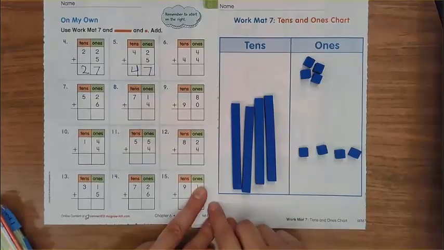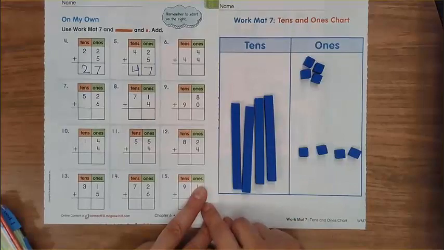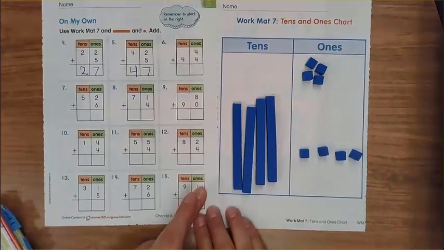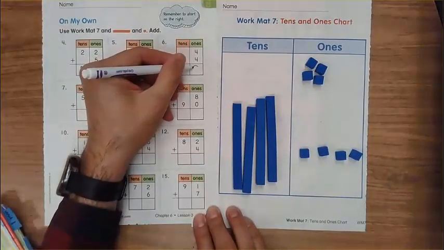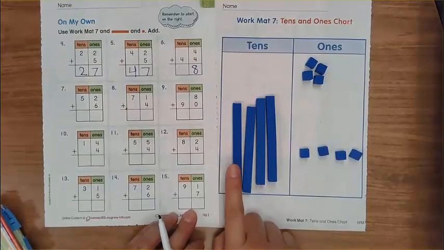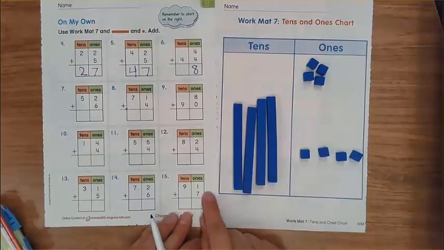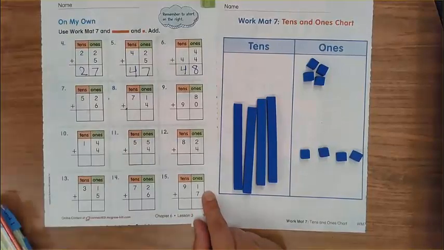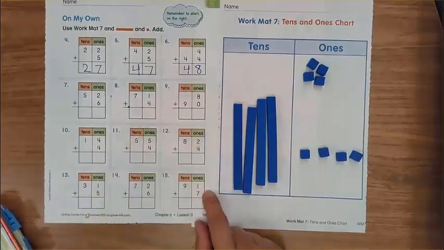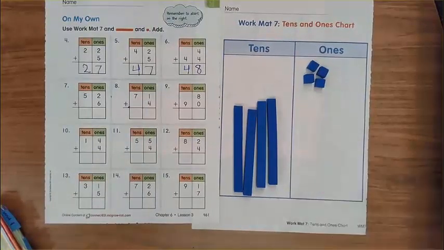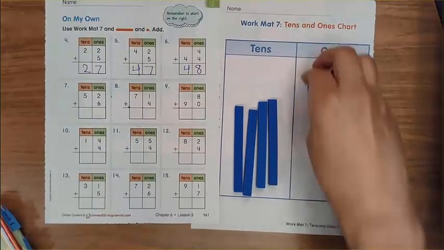That's 44. So now let's add the ones together. What's 4 plus 4? 4 plus 4 is 8. And now let's add the tens. I have 1, 2, 3, 4 tens. So what number does that make? It makes 48. Great job.